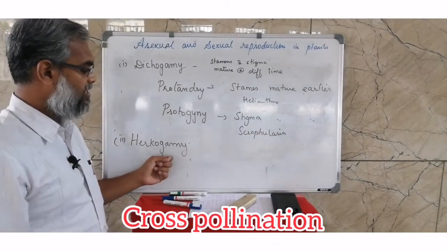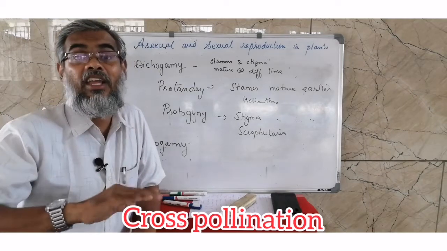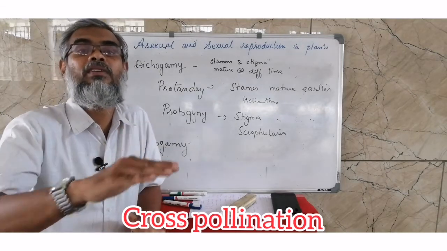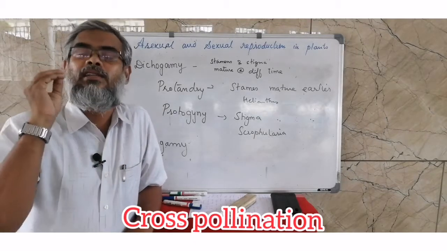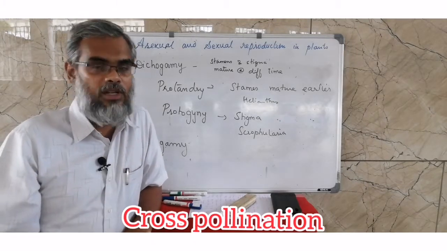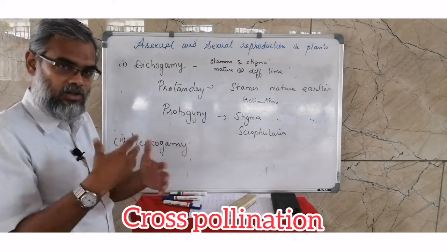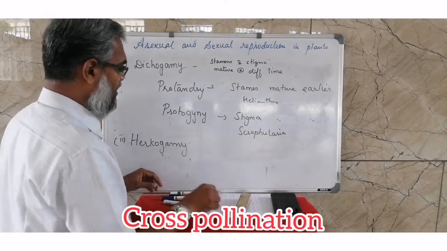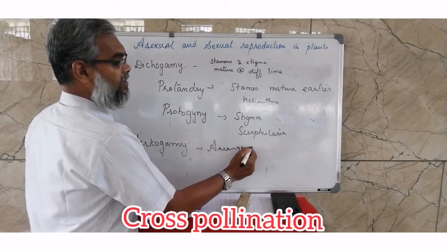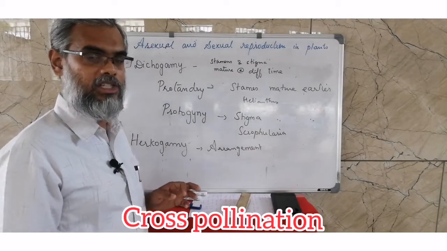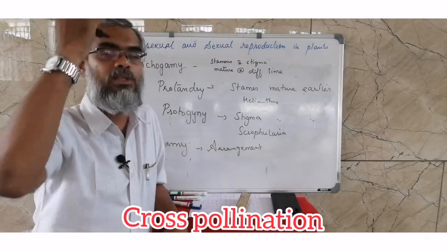So that process is called heterogamy. That is, the stamens and stigmas are arranged in such a way as to prevent self-pollination. Self-pollination will not occur in such cases. Somehow only cross-pollination is possible here. So heterogamy is the arrangement itself. We will write: arrangement itself prevents self-pollination. Hibiscus is a good example where the stigma lies above the stamen.